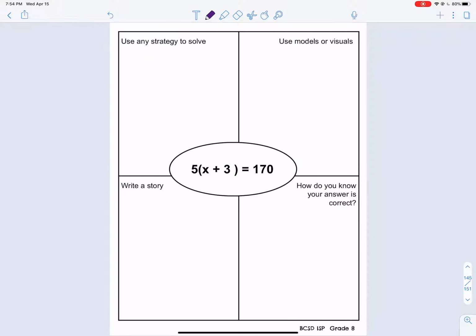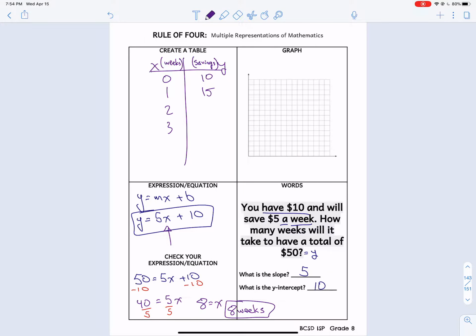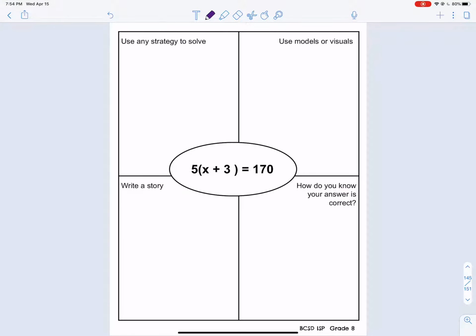Okay, and then one more of these. So I've actually had some questions on how do we write a story. So the story is just like a word problem. So you can actually go back and take a look at these rule of fours, and this is the story right here. That's all you have to do. Okay, so let me solve this first.